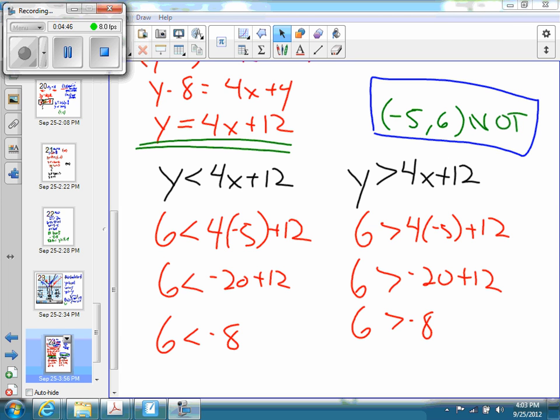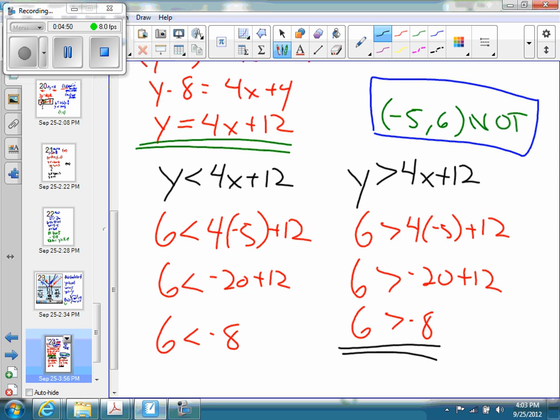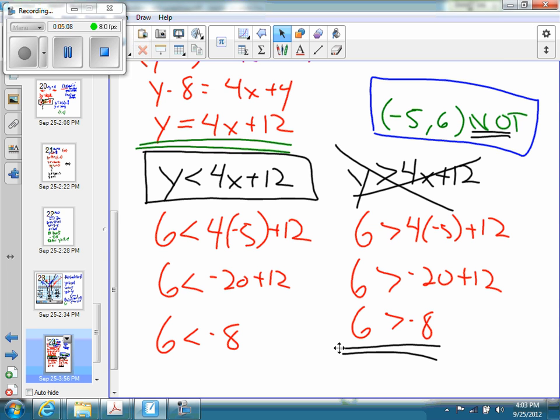So my point works right here. 6 is in fact greater than -8. But I have been told that this is not a solution. So if it works here, but I know that it's not a solution to my inequality, then this one is wrong. And that only leaves this one as being the possibility for being right.